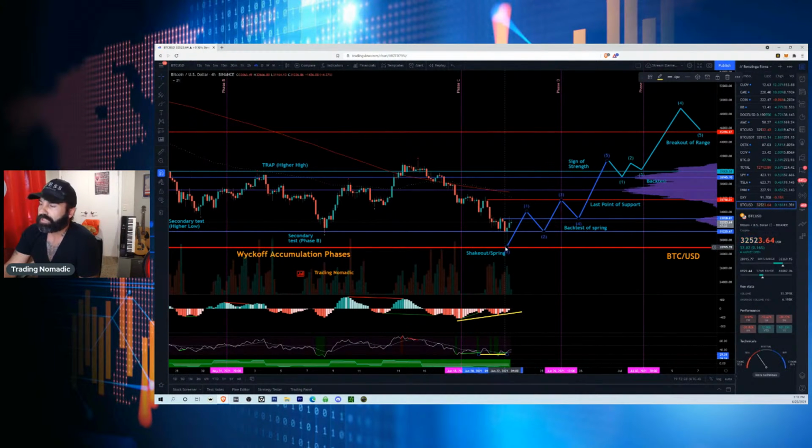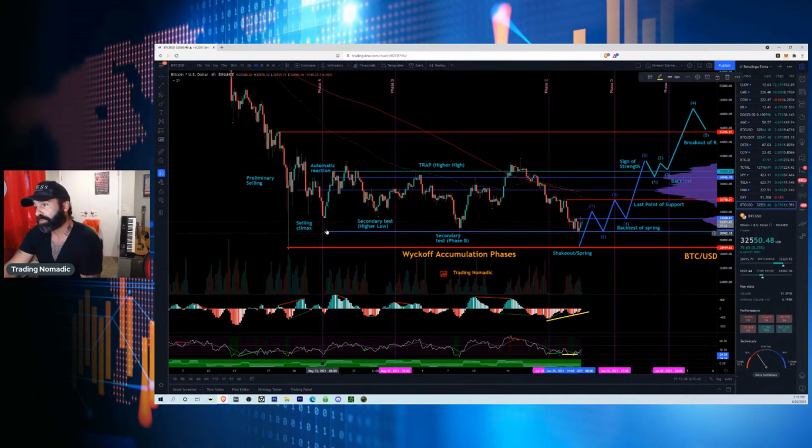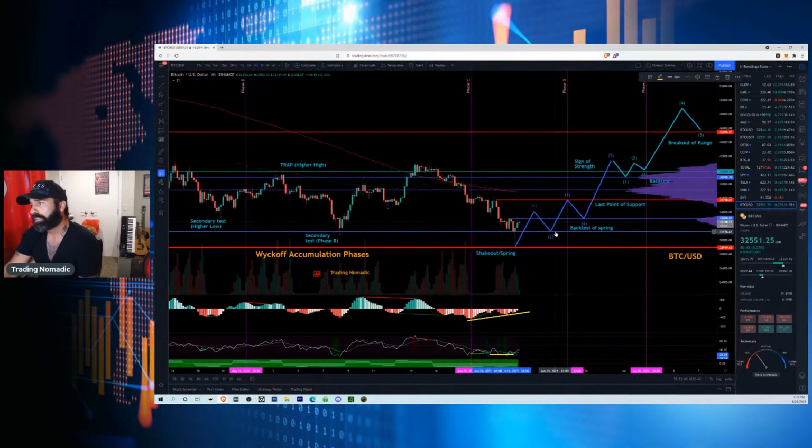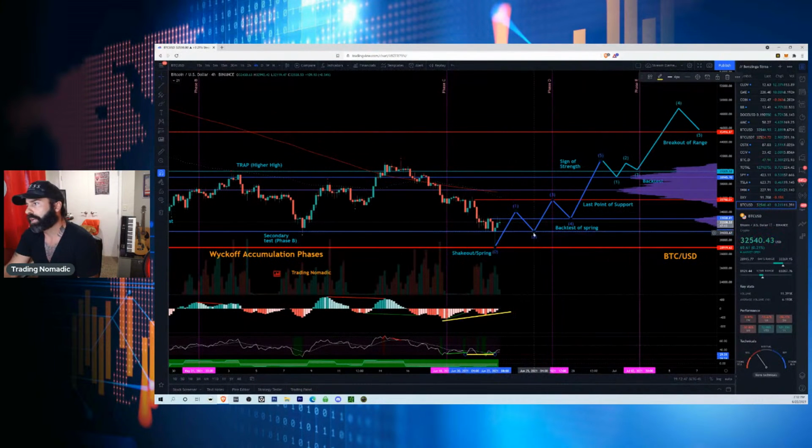But the thing you're looking out for is the spring up, come back down to back test the spring, confirming the old resistance is now support, the support is still support, if you look at it that way, I suppose. And then from there, we're going to just work our way up. And this is a 5-point wave.